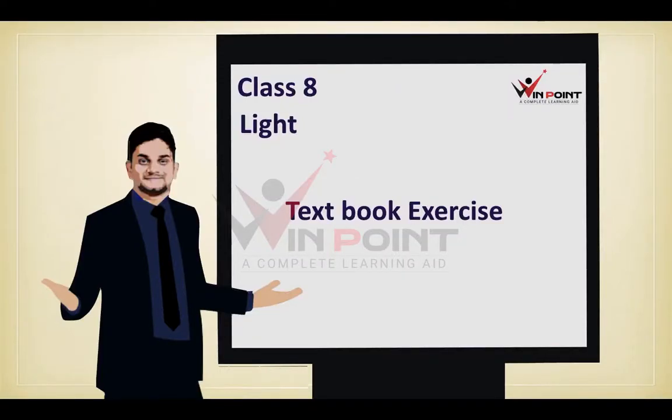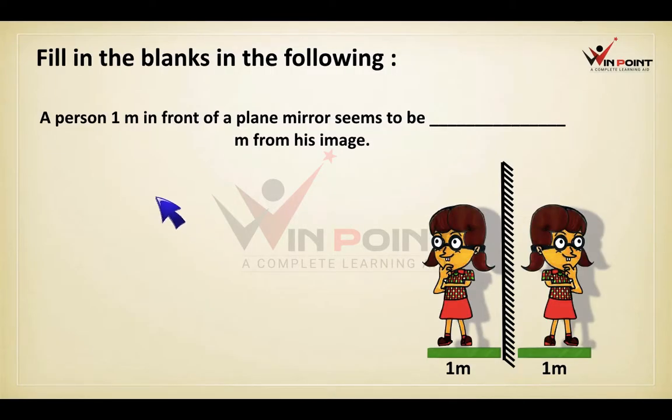Now we are going to discuss textbook exercise of chapter Light, part 3. A person 1 meter in front of a plane mirror seems to be dash meter from his image.